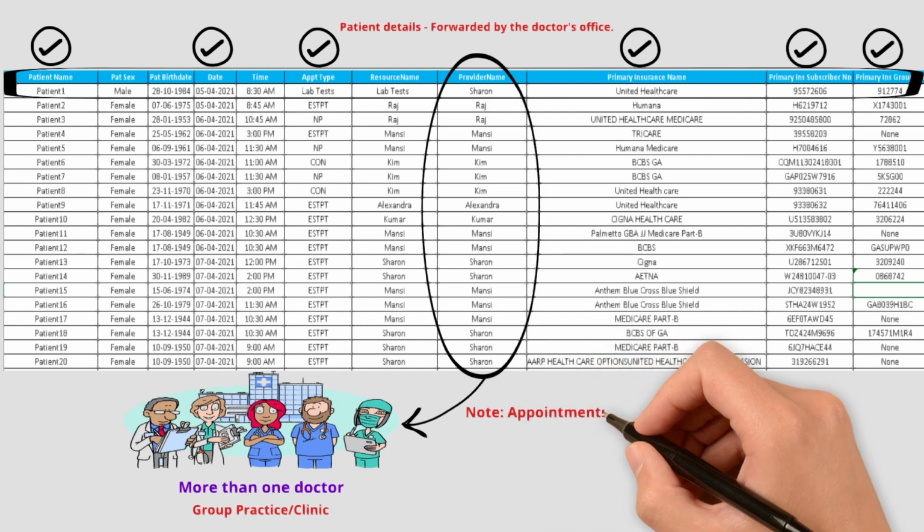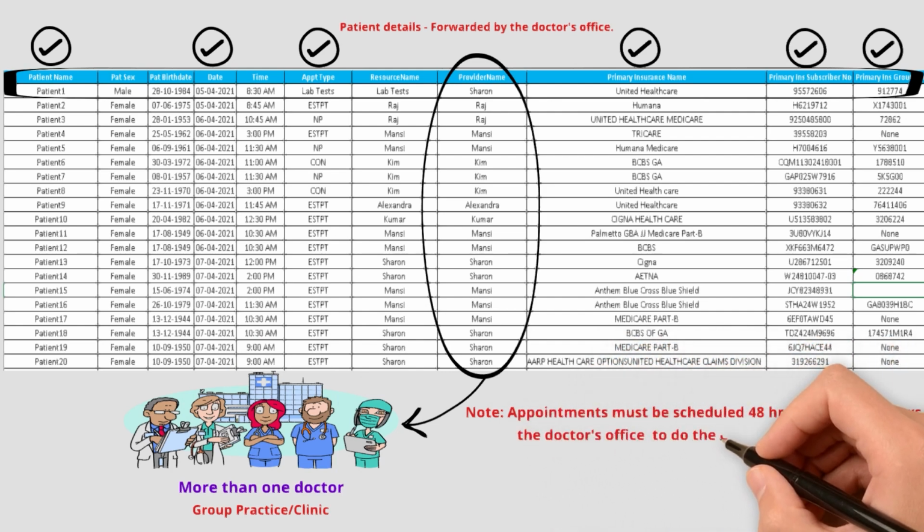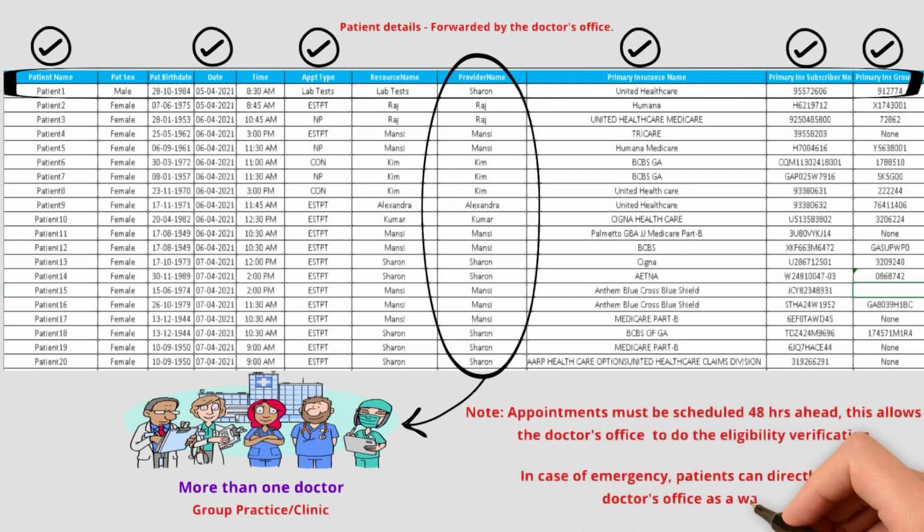Now, please keep in mind that appointments must be scheduled by the patient 48 hours ahead. This gives enough time for the doctor's office to verify benefits and eligibility with the patient's insurance company. Also, if it is an emergency, patients can directly walk into the doctor's office without appointment.